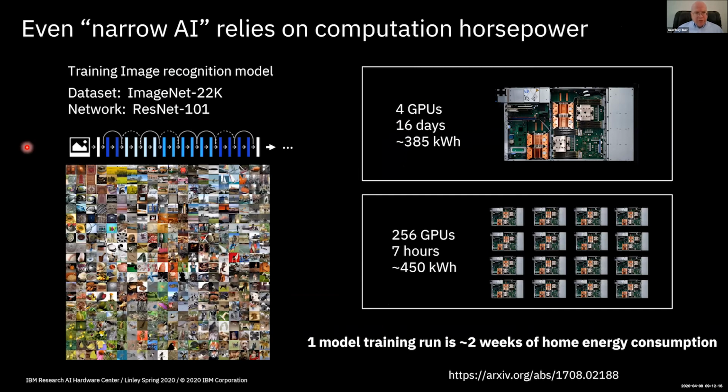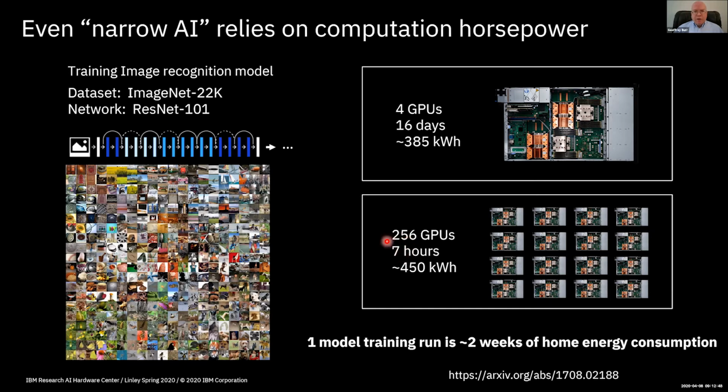So after that introduction, let me dive into the main topic, which is to essentially try to build more energy efficient hardware. Even this narrow AI, and not just the broad AI, requires a lot of computational horsepower. This is a well-known network, ResNet 101, working on the large ImageNet database with many different layers. And if you want to train this, whether you own just a few GPUs or you go out and buy a lot of GPUs, you still are investing enormous amounts of power.